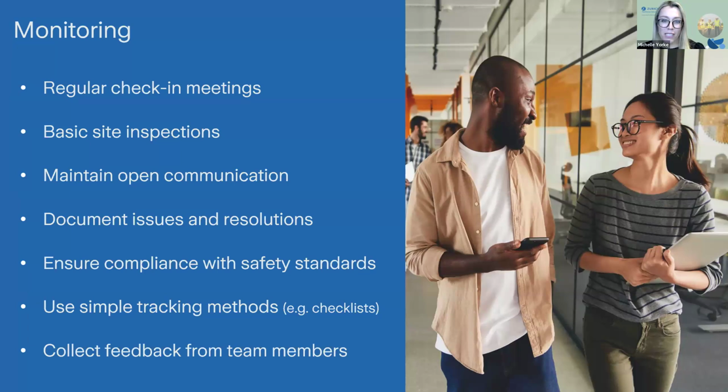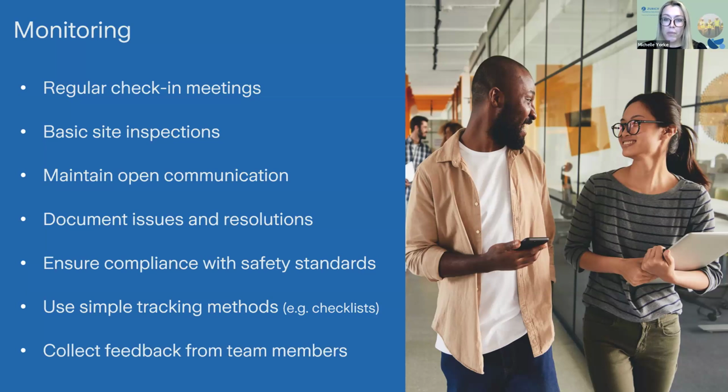Ensure compliance with essential safety standards by regularly reviewing safety practices. So, for example, are your contractors wearing the PPE that they said they're going to be wearing? Collect feedback from team members and stakeholders to gain different perspectives on contractor performance and use this feedback to make continuous improvements. For tracking performance against key goals, use simple methods such as a notebook or checklist, which are easier to manage for smaller organisations.